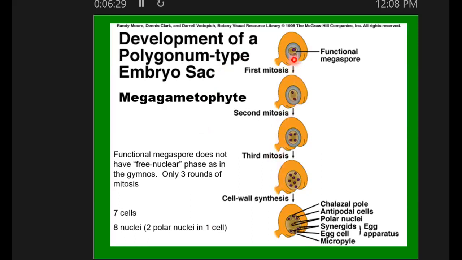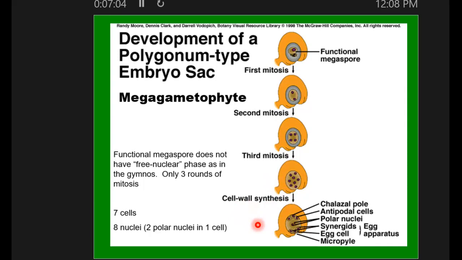So if you have that one cell, that functional megaspore, going through 3 rounds of mitosis, you end up with 8 nuclei from that process. And theoretically, there should be 8 cells that will form around each of the nuclei. But we don't see that. They got to be even more simple. So by the time it's all done, you end up with only 7 cells, but 8 nuclei. So what that means is one of the cells actually gets 2 nuclei stuffed into it as it's developing.